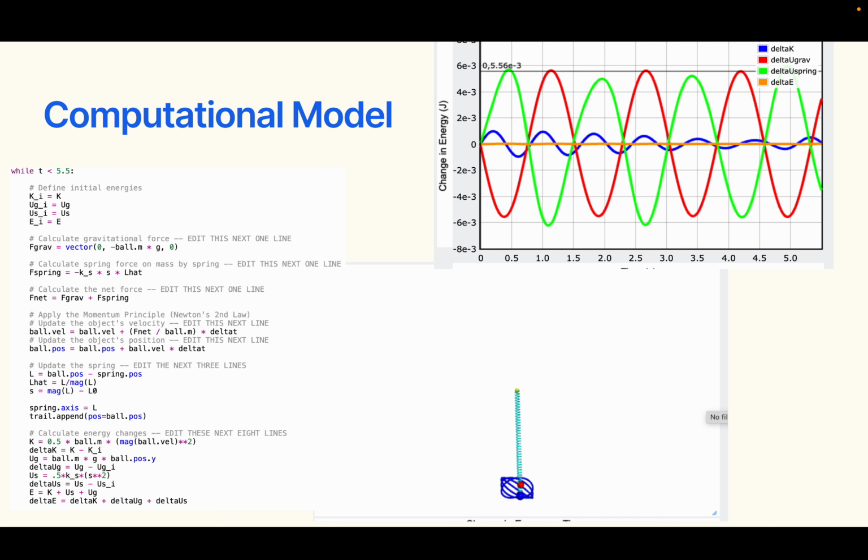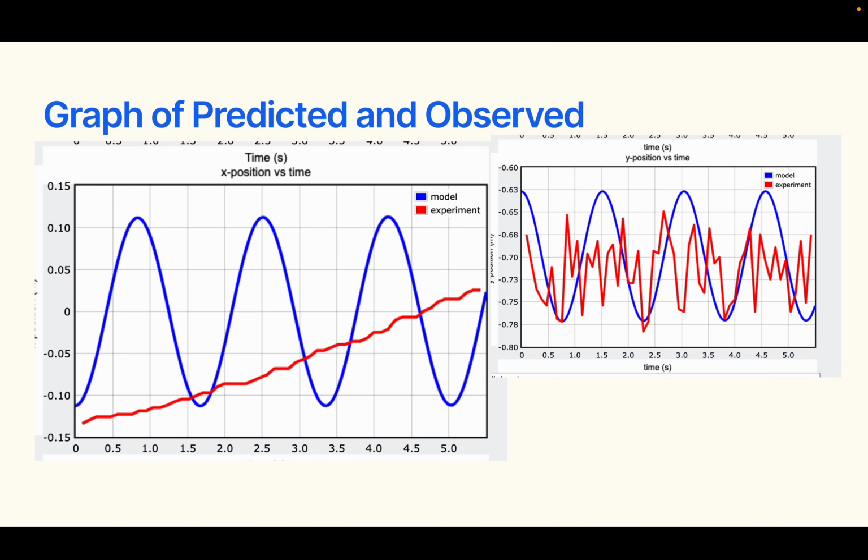So our computational model we made on GlowScript, and it shows the change in energy graphed for a computational model as it calculated everything. And so here's how we did the data for it, and then here in the bottom is what it looked like. And then our graph of our predicted versus our observed.